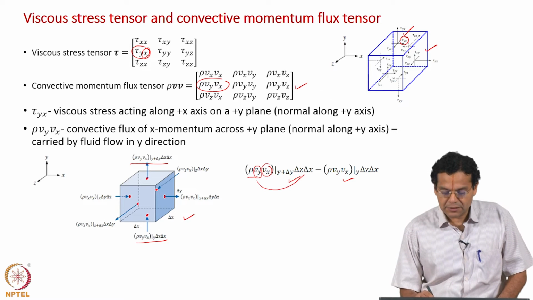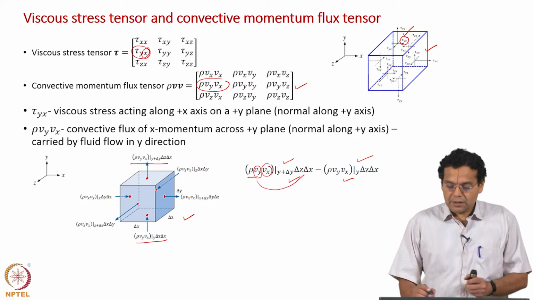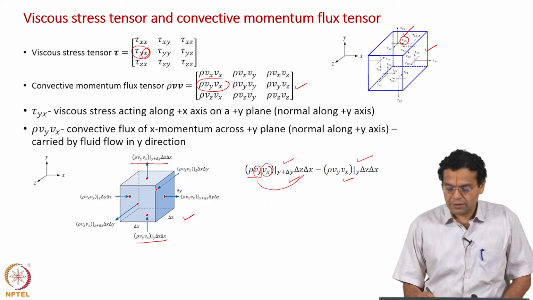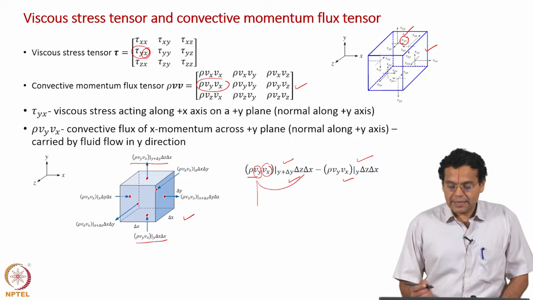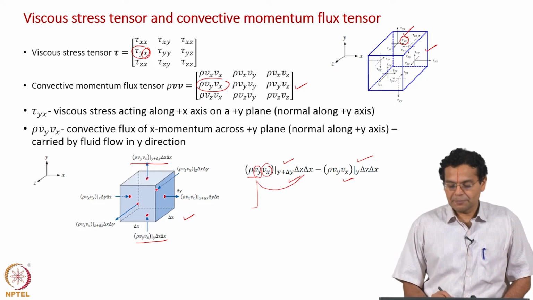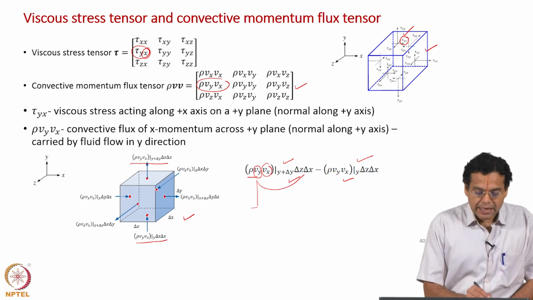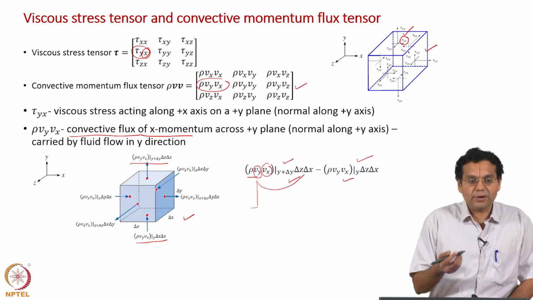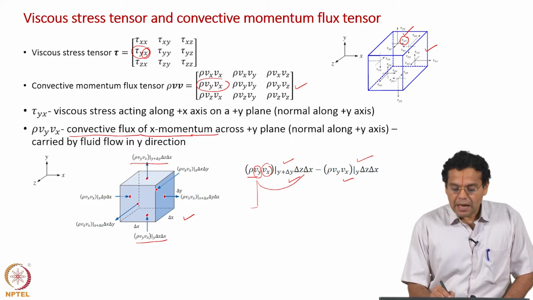Similarly, of course, this represents whatever is leaving, this represents whatever is entering, but what we should take forward is that we have a velocity in the y direction, and that is a volumetric flux. Multiply by rho gives mass flux, multiply by area gives mass flow rate, into velocity gives you momentum in the x direction. So, rho vy vx represents the convective flux of x momentum, because the second velocity is vx across the y plane.